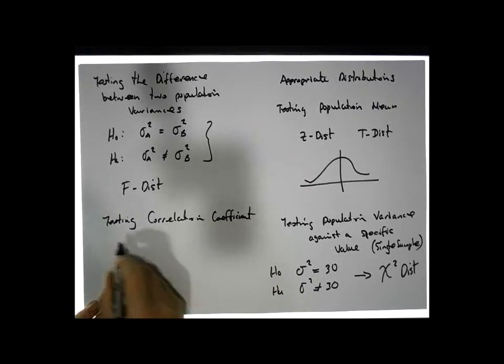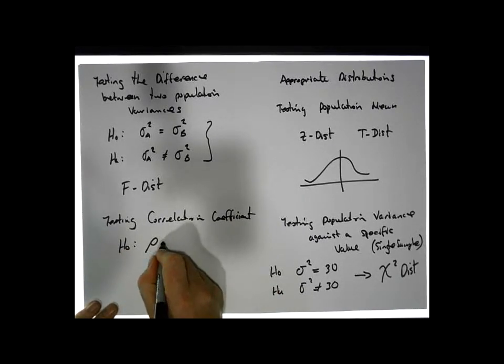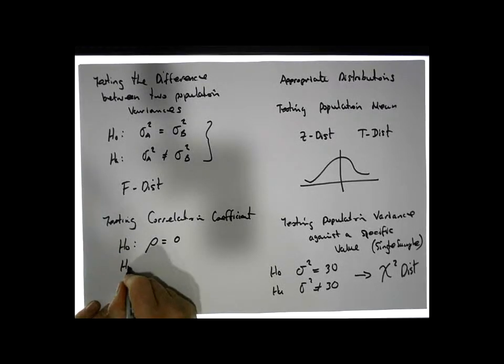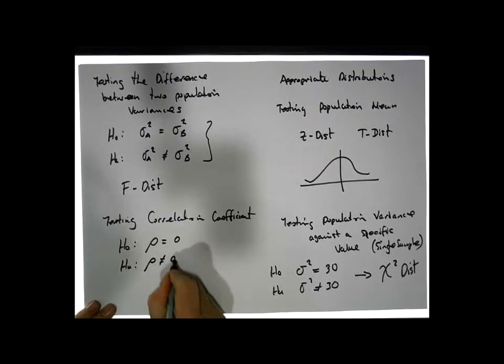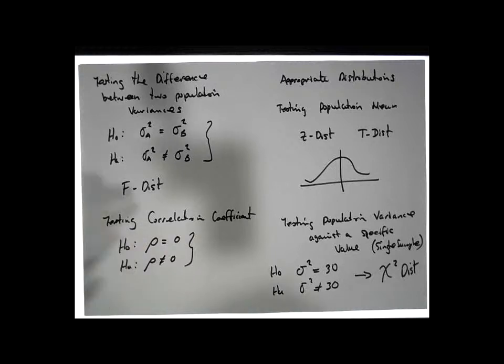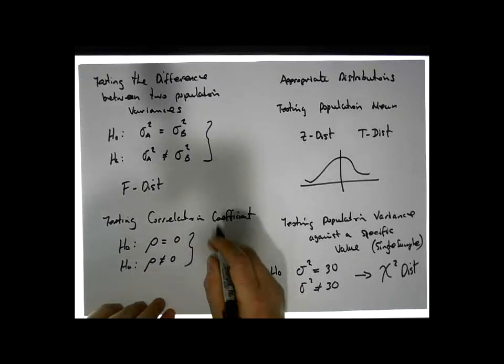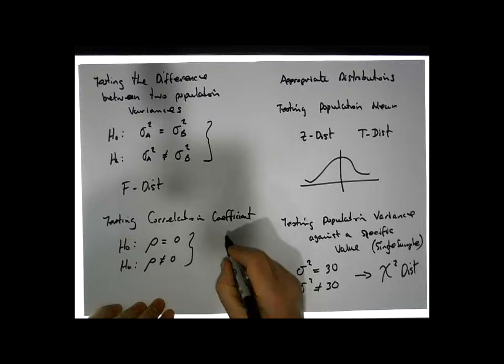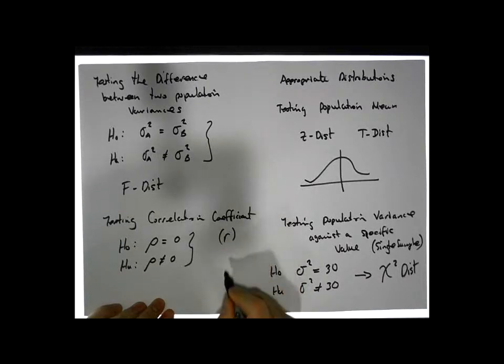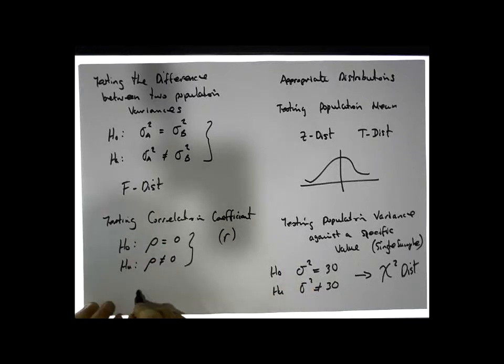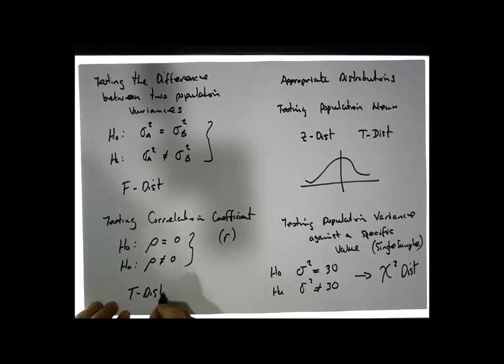Okay. So let's say a rho. H0 might be that the correlation is equal to 0, or HA that the correlation is not equal to 0. That's the hypothesis. When we test a correlation coefficient, don't forget we've calculated a sample correlation, which is R. Our test statistic is actually a T statistic. So this is actually a T distribution that models a correlation coefficient.